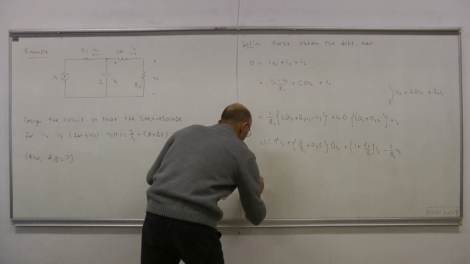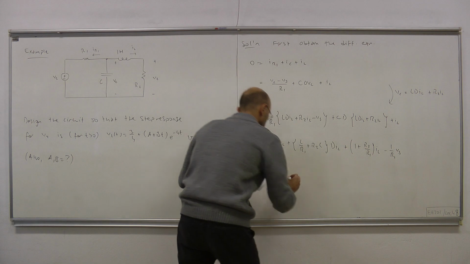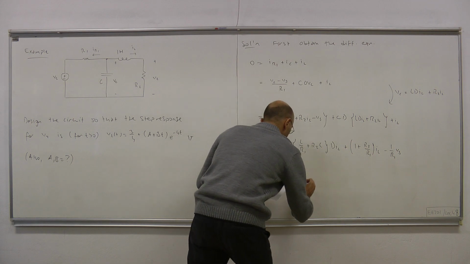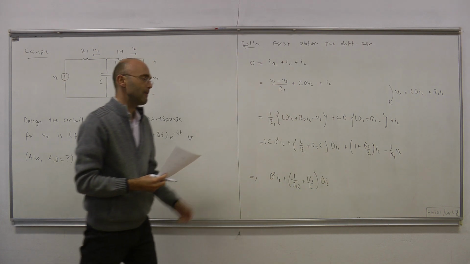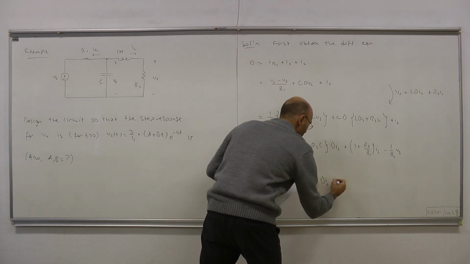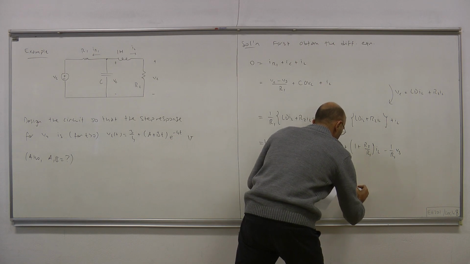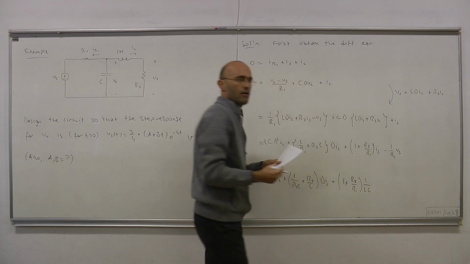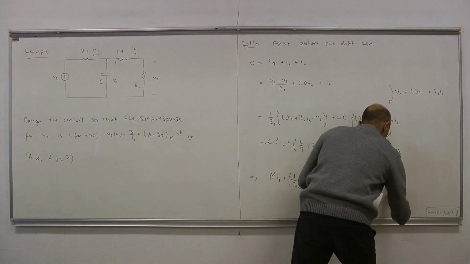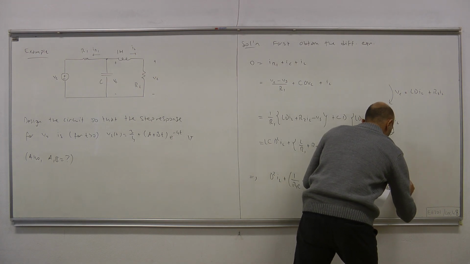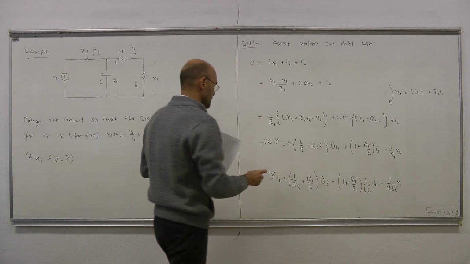Okay, for which we can write the following: d squared IL plus (1 over R1C plus R2 over L) dIL plus (1 plus R2 over R1) times 1 over LC IL equals 1 over R1 LC Vs. Okay, so that's our differential equation in terms of inductor current.